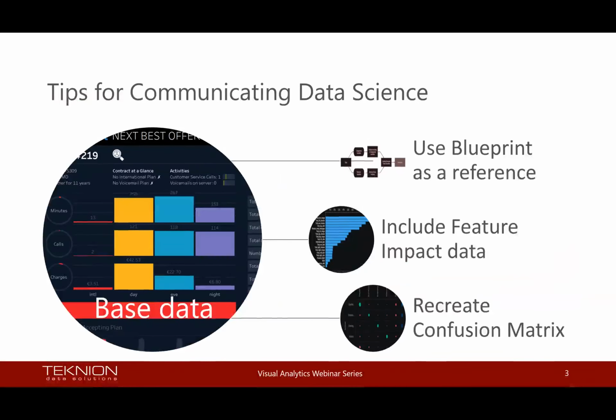So when we start talking about communicating with data science, I'm going to turn it over to Kyle a little bit to talk about some of these features that are typically associated with Data Robot, but he'll also discuss a little bit of how you can get some of this information from other tools.